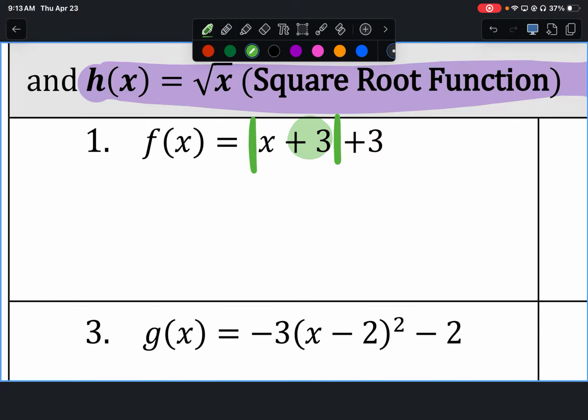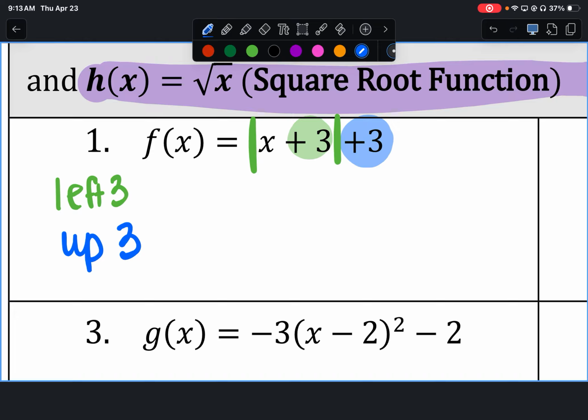What does that plus 3 cause? To the left 3. Then outside of our function, we have plus 3. What is that? So that is our transformations for this one.